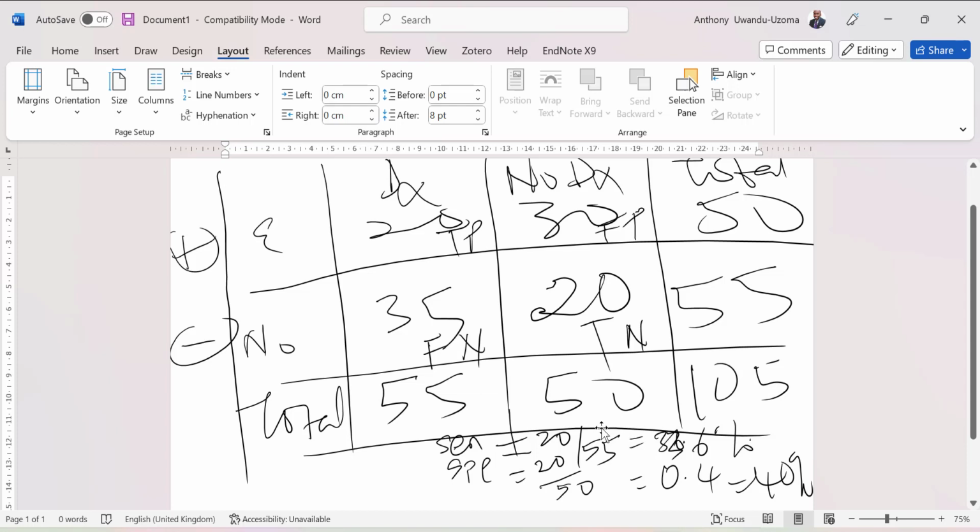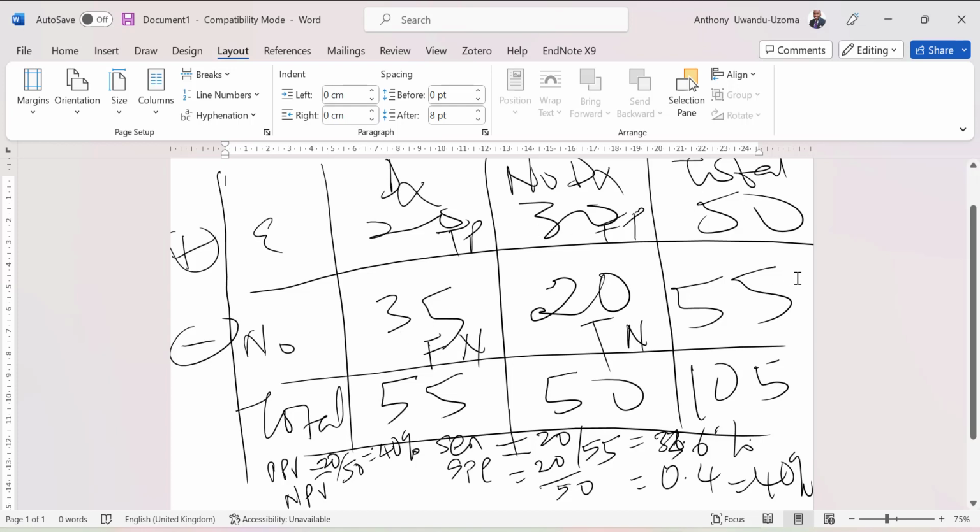Having said that, we will now talk about the positive predictive value and the negative predictive value. Remember that in sensitivity and specificity we went vertically, but in positive predictive value and negative predictive value, we go horizontally. So the positive predictive value will be 20 divided by 50, and that gives us 40%. That's 0.4, right?